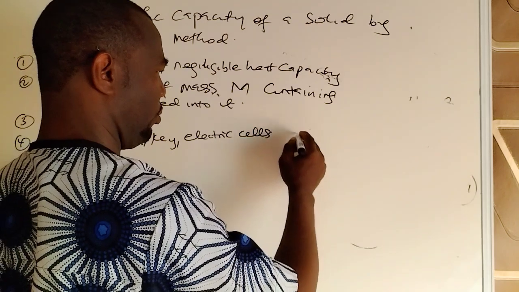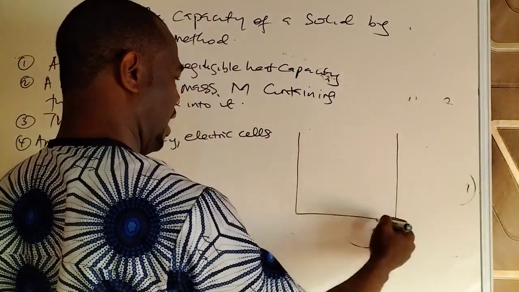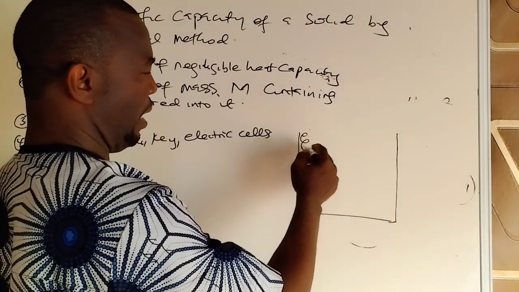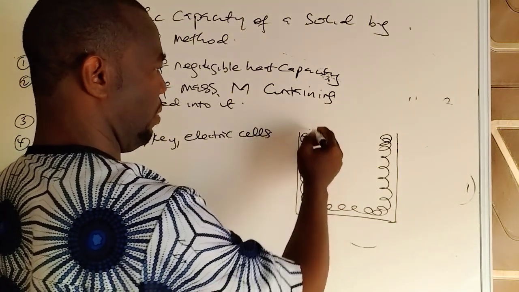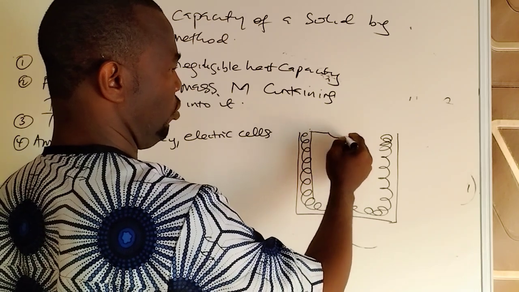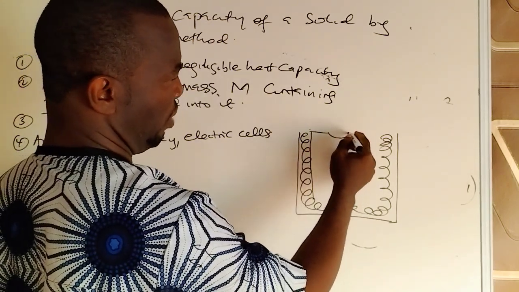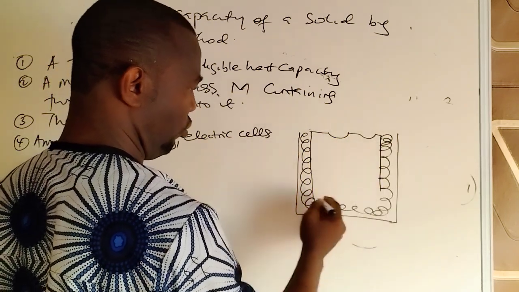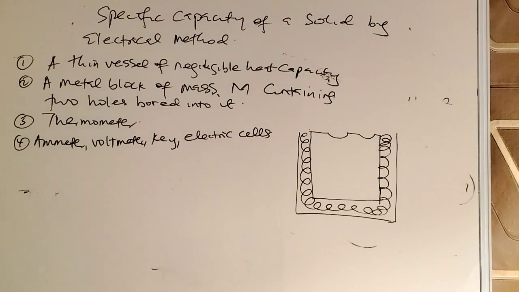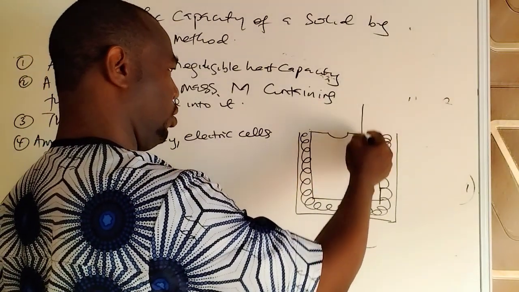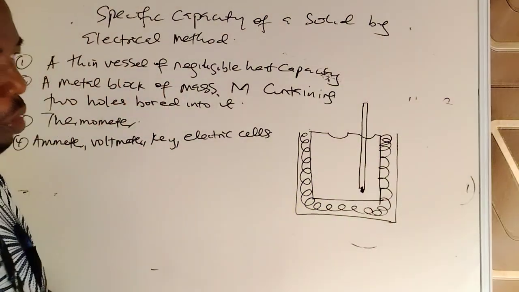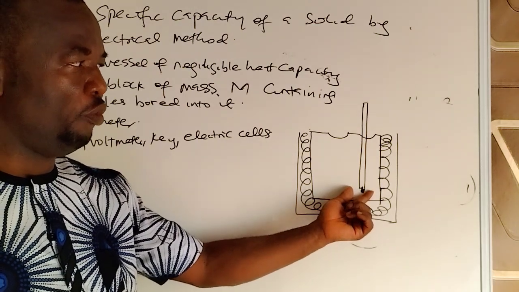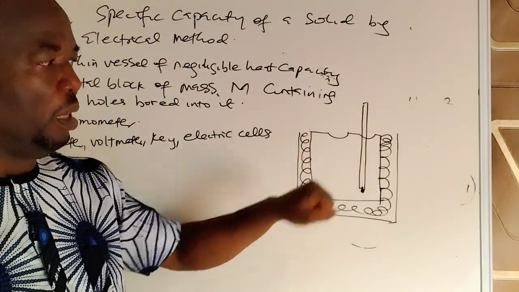We still get a vessel that has a negligible heat capacity, and it is lagged with felt or cotton wool. We place the metal inside of it, a metal whose mass we have determined. And this metal has 2 holes, a wider hole bored at the middle and a smaller one bored at the other end of it. So you have 2 holes created deep inside the metal. The middle hole is meant to contain the electrical heater, while the smaller hole is meant to contain the thermometer. In this smaller hole, we insert the thermometer. And to have good thermal contact, you may pour some vegetable oil into it before you insert the thermometer, so that the thermometer will have good contact with the metal.